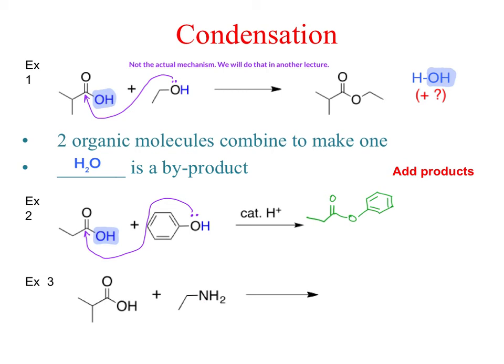So draw what you think that product would be. Pause the video and do that. Is this what you got? All right, great. So notice also there's a difference here. For the first one, the alcohol lost the H and it was just an O. But for this one, we only lose one H on the nitrogen, so it's still going to have one left over. So generally you want to draw that down.